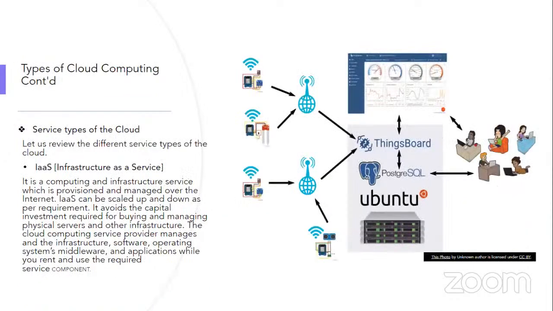Sorry, I'm going to rush because I have limited time. The next one is the service type. The second type of cloud computing is the service type of cloud services. Here we have infrastructure as a service, IaaS. It is a computing and infrastructure service which is provisioned and managed over the internet. Infrastructure as a service can be scaled up and down as per requirement. It avoids the capital investments required for buying and managing physical servers and other infrastructure.